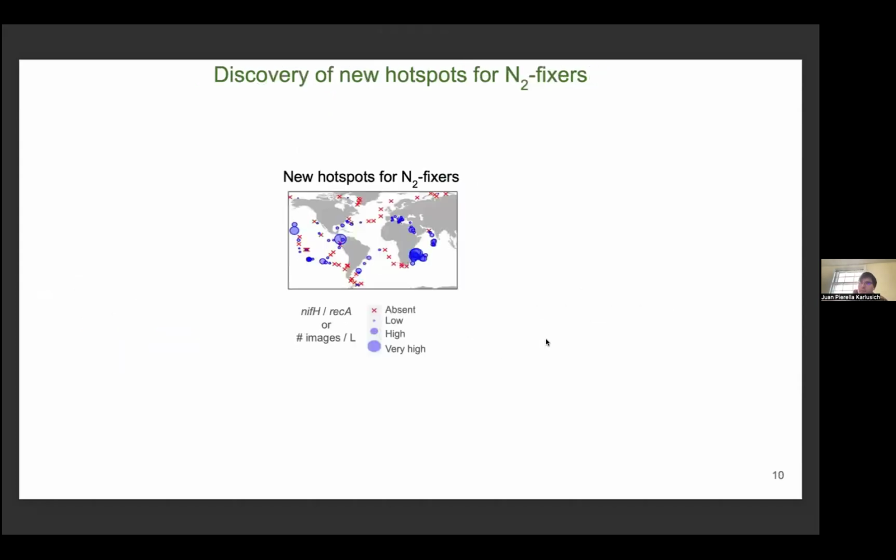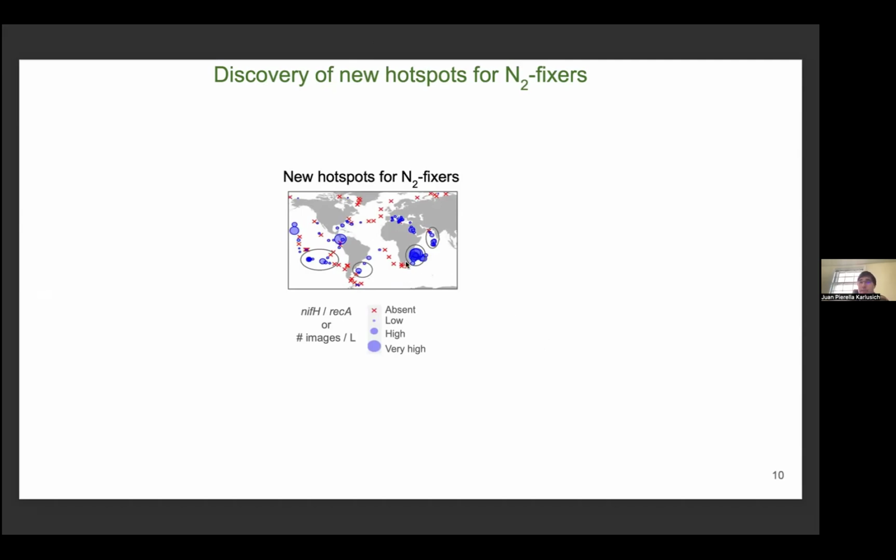So the results from the images and then results from the metagenomes were then compared, for example, in terms of biogeography, and they were very consistent, and they allow us to discover new hotspots for nitrogen fixers that were not described in the literature, or at least in certain databases that have been collected from these organisms.